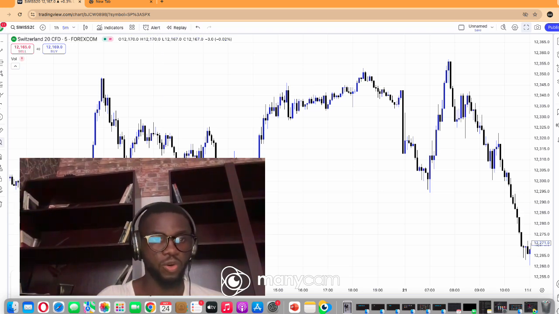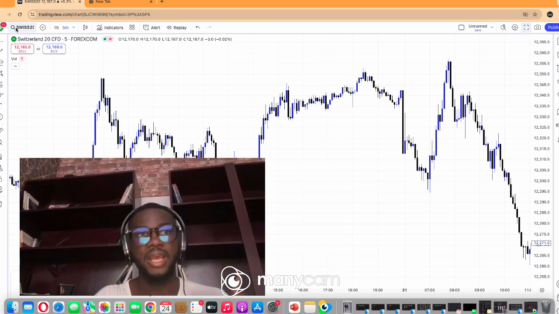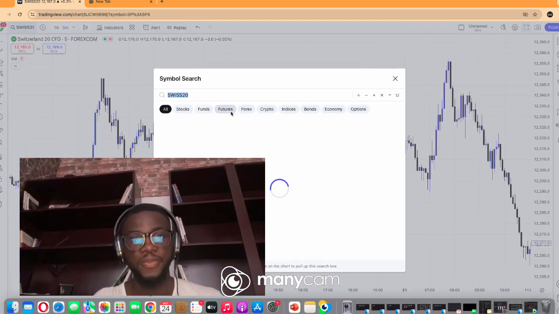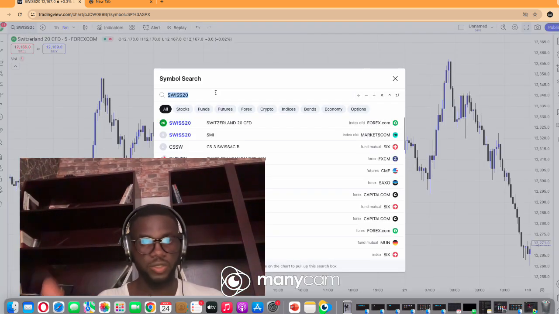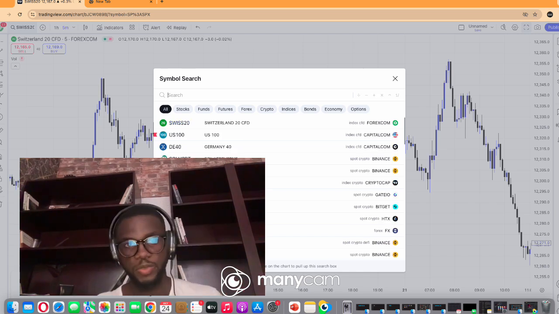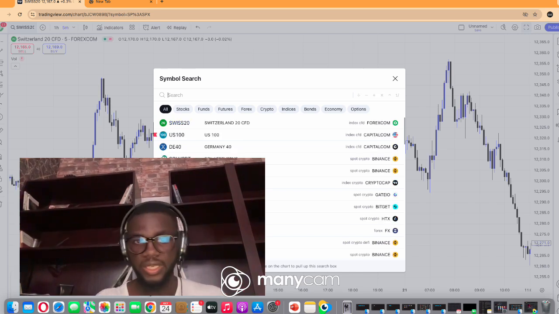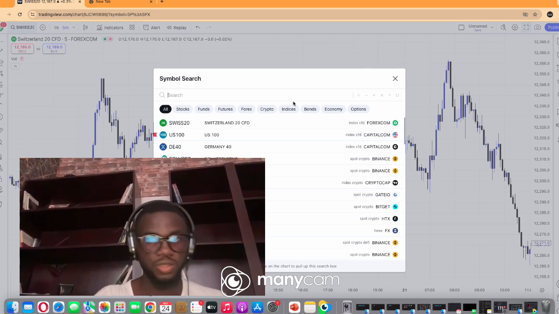These are the drawing boards, these are the tools for the drawing boards, and these are the instruments you're buying, which is what you want. Is it crypto? Is it indices? Is it funds? Is it forex? Is it futures trading, or is it bonds?